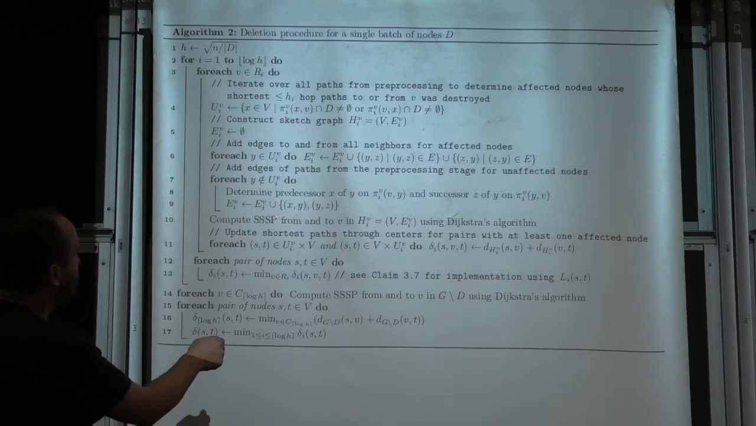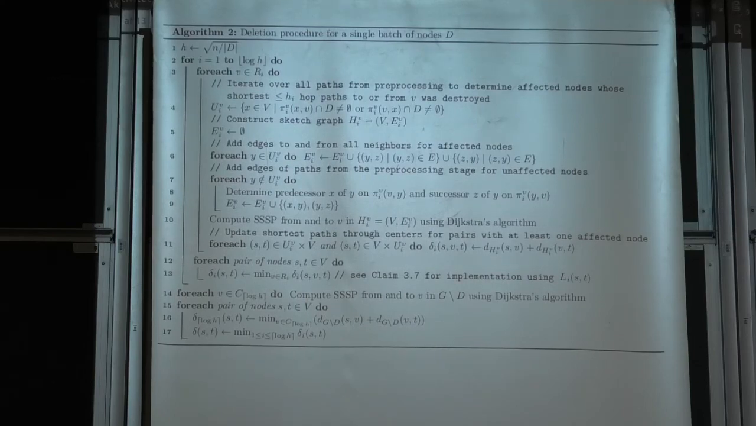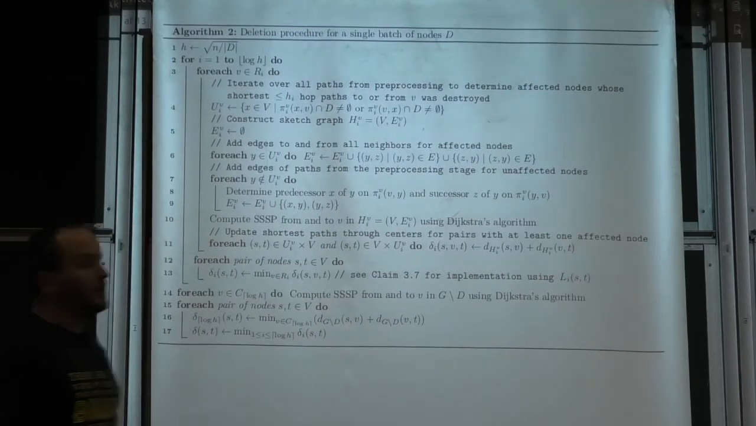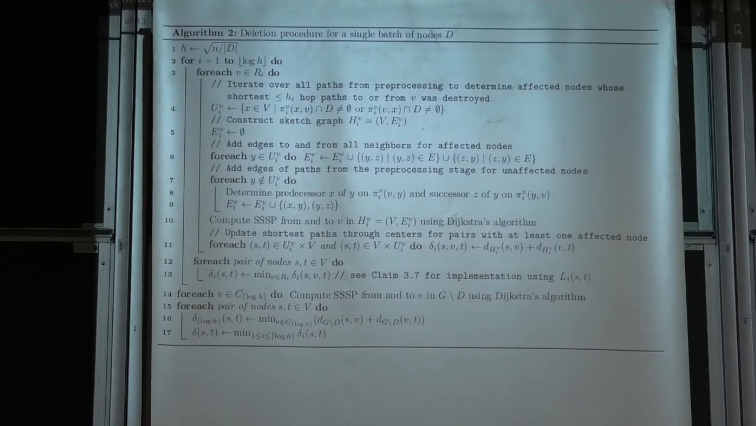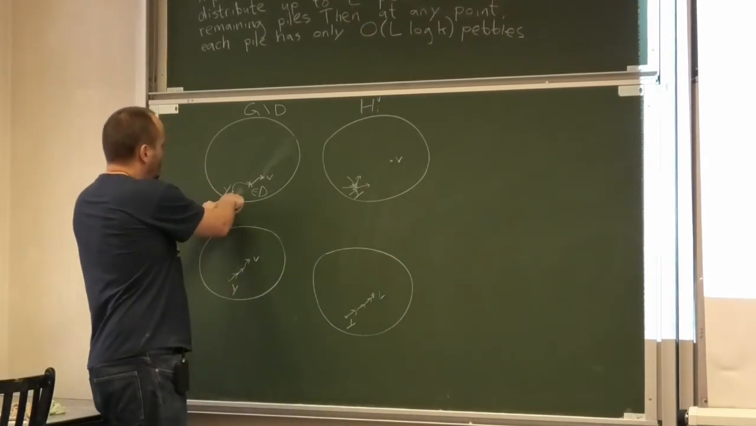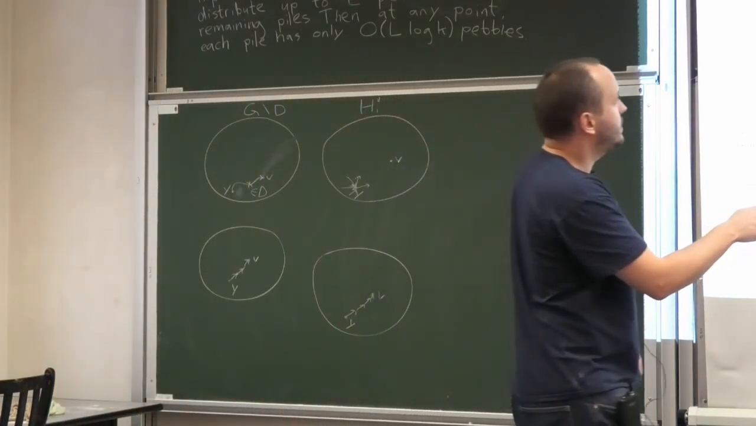Okay, so now we're computing single source shortest paths from and to V in this sketch graph. Once you have constructed the sketch graph using these two steps, you run normal Dijkstra from and to V. There's no hop restriction now, it's just the standard shortest path, but you run it from V in the sketch graph, not in the full graph. What we're doing here is we took all those vertices that were problematic, that didn't have a path to V anymore or from V, and we're computing distances from Y to V and from V to Y in the sketch graph using Dijkstra's algorithm. So that's basically what's going on here.